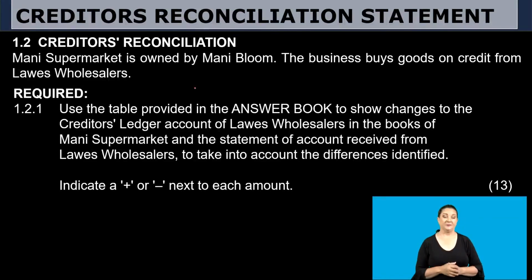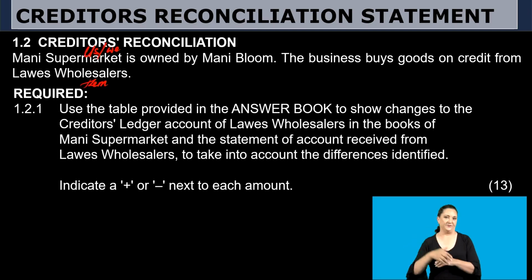The question reads, Money Supermarket is owned by Money Bloom. The business buys goods on credit from Lewis Wholesalers. So already we know, once you hear the word Money Supermarket, that is us or we. So we have Money Supermarket that is owned by Money Bloom. We buy goods on credit from Lewis Wholesalers. So Lewis Wholesalers is them.